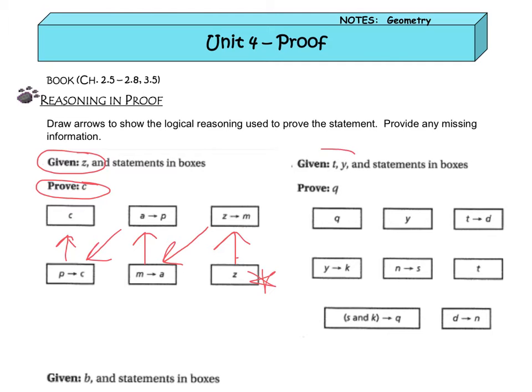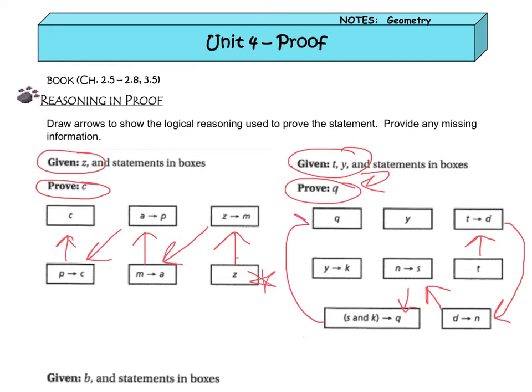The second one we're looking at, we have T and Y, and we're proving Q to be true. So here we have two givens. T is going to go up to D. We're going to have to go back around here to N, N to S, and then S to this box, which is S and K. And from there, we go to Q. Now Y goes to K, then it also goes to this box. So we just connected based on linking letters to the next letter.